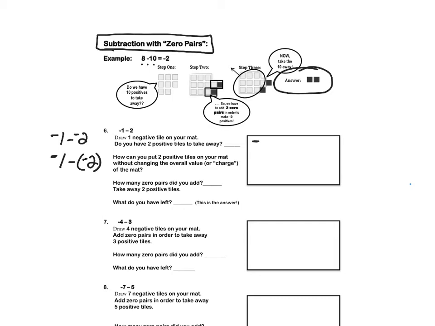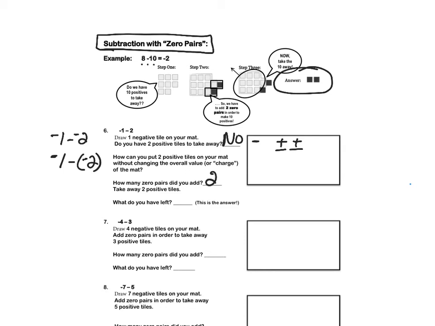I don't have 2 to take away. Draw 1 negative tile on the mat, which I've done. Do you have 2 positive tiles to take away? Well, my answer there would be no. How can you put 2 positive tiles on your mat without changing the overall value? Well, we know we can do that by adding 0 pairs. So I'm going to add 2 because I know I need 2 positives to be able to take away. Okay, so now I've added 2.